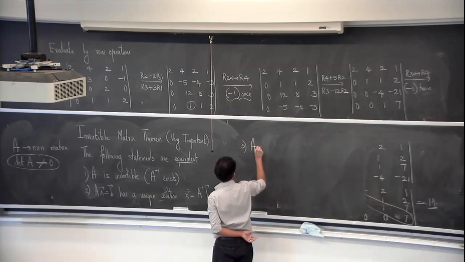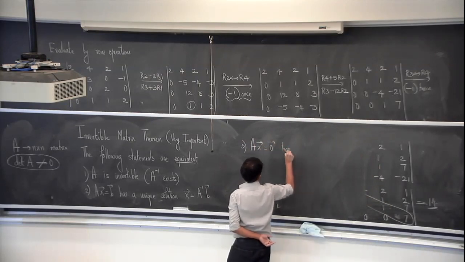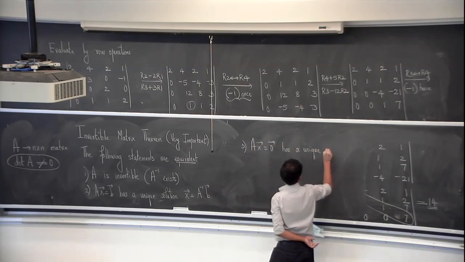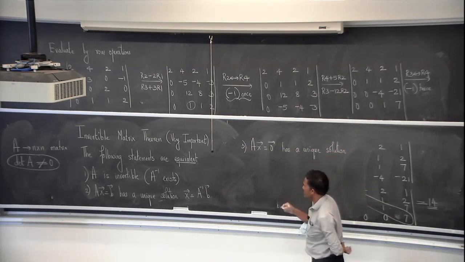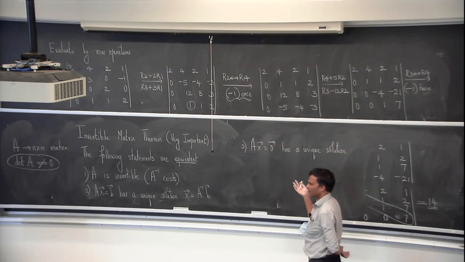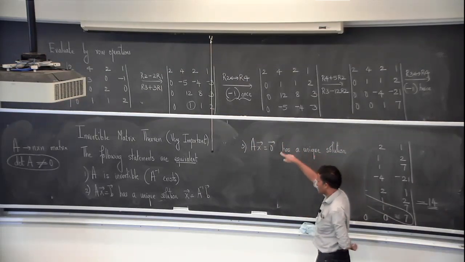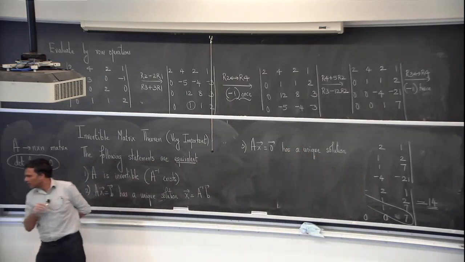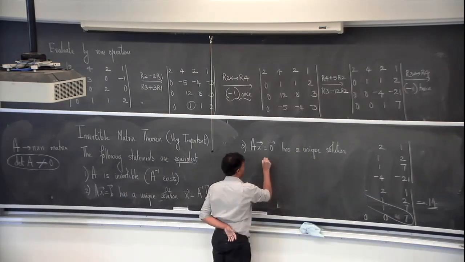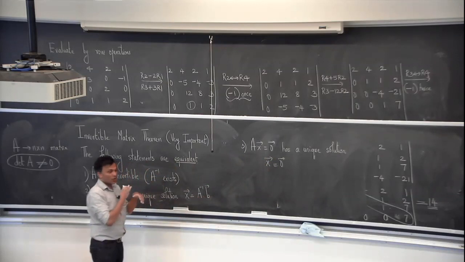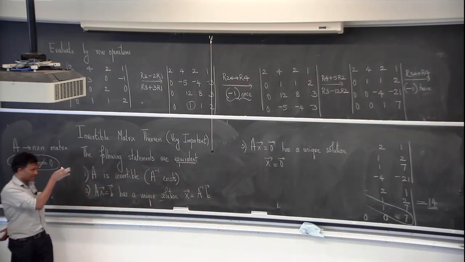Statement 3, the homogeneous system AX equal to 0 has a unique solution. Can you tell me what that is? What is the only solution for AX equal to 0 in this case? What is the only solution to this if A is invertible? I'm expecting a number like 0. Good, X equal to 0. We wrote this yesterday as well. X equal to 0 is always a solution. If it is unique, it has to be the only solution. Please get used to that statement.